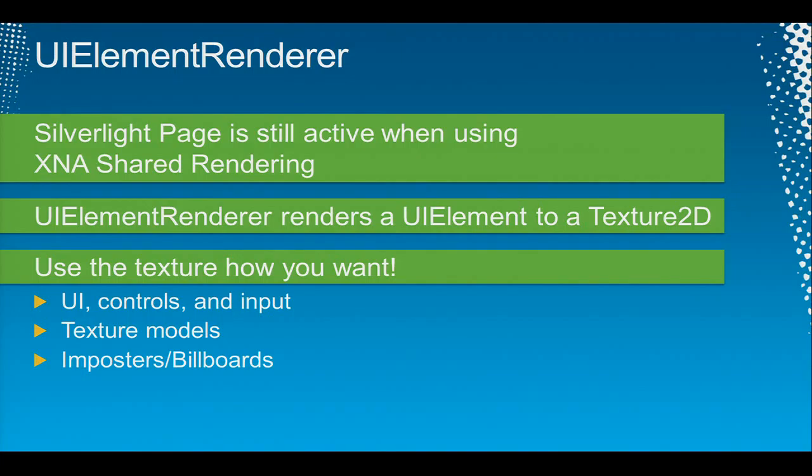It's called the UIElementRenderer. UIElement is pretty much the main base class for all of your controls within the Silverlight framework. It's just up there in the hierarchy. All the controls, rectangles and primitives all inherit from UIElement. So with the XNA shared rendering enabled, we can overlay Silverlight onto XNA.